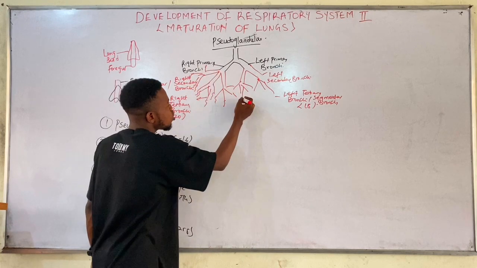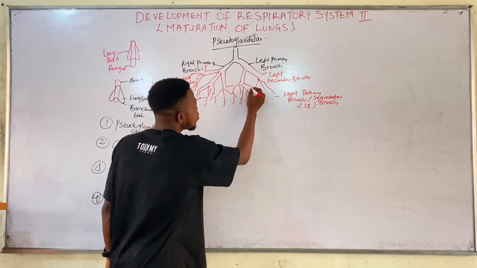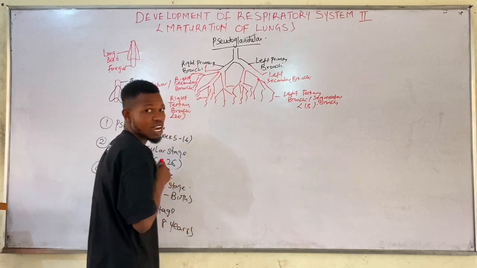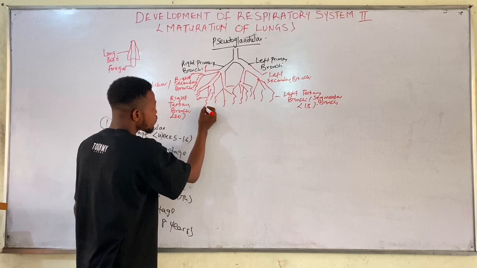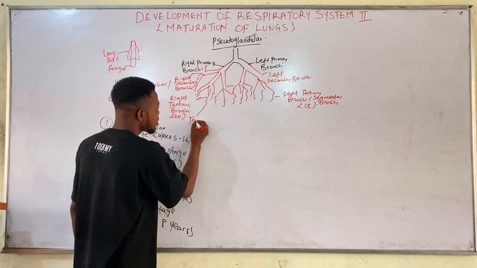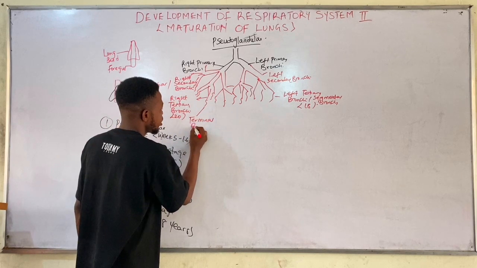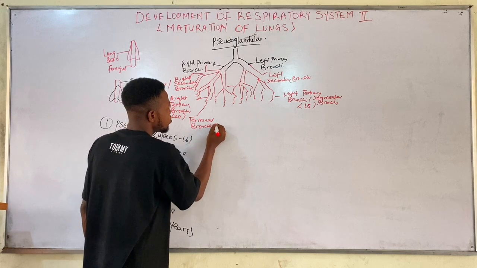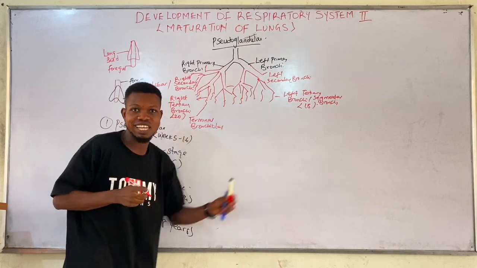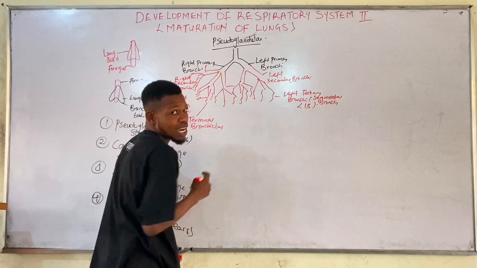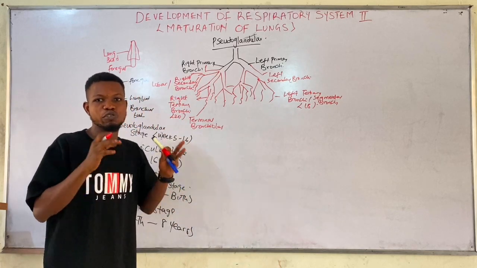They also bud off. Can you see? They are budding off from the what? Tertiary bronchi. Those structures that bud off are what we call the terminal bronchioles. Yes, the terminal bronchioles, for both the right and the left part. So that is the end of the pseudoglandular stage.